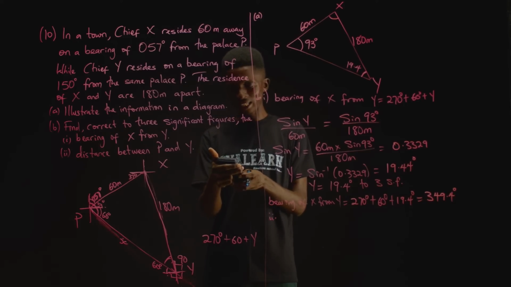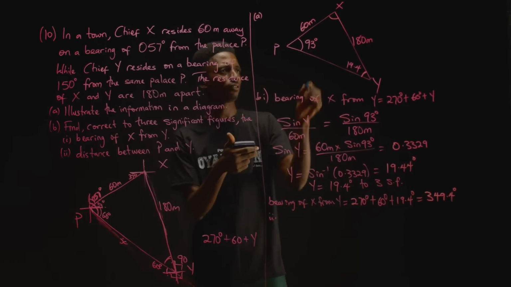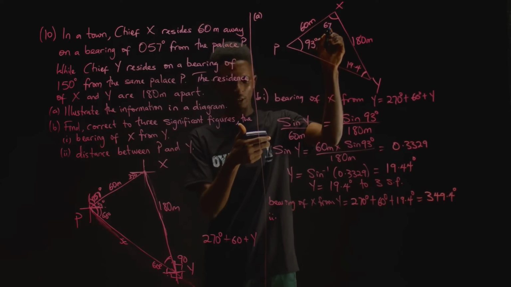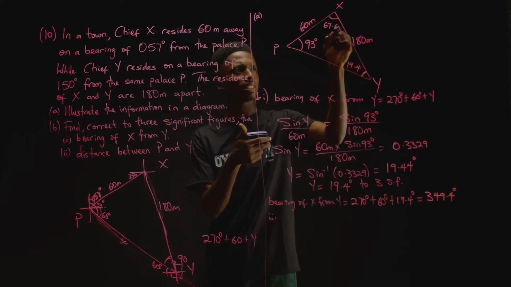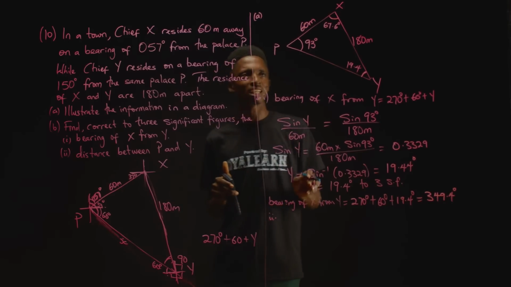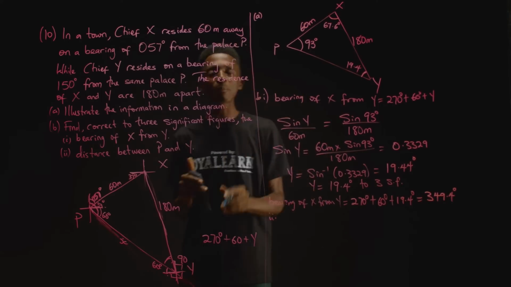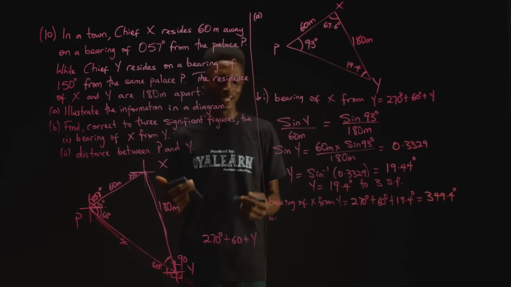So let's get the value of x. So we have 180 minus the sum of 93 and 19.4. And that would give us 67.6 degrees as x. So now that we've gotten x, we can then find this distance here, PY. Right? To get PY, we're going to apply the cosine rule.